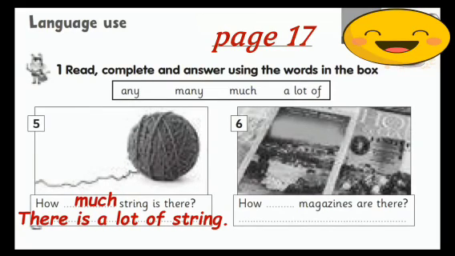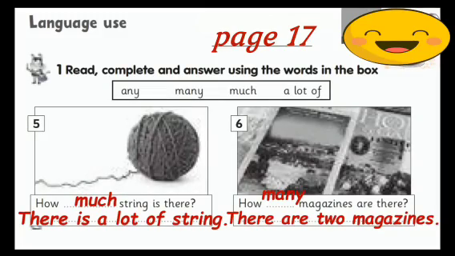Great. Number 6, how? We have magazines. Are there? Magazines. So countable. How many magazines are there? The answer is there are 2 magazines.